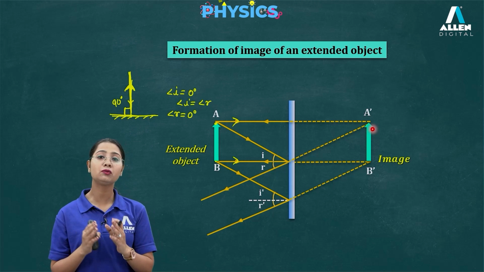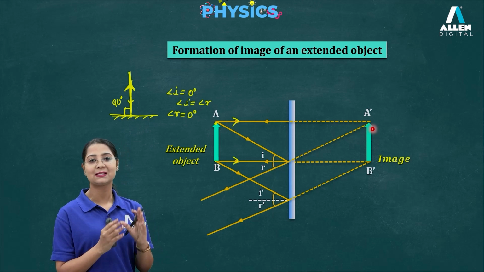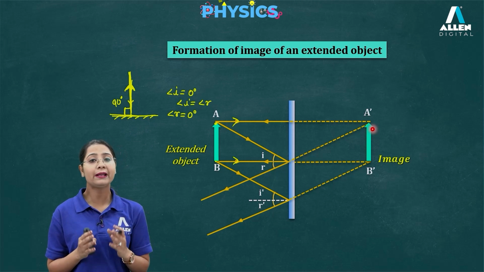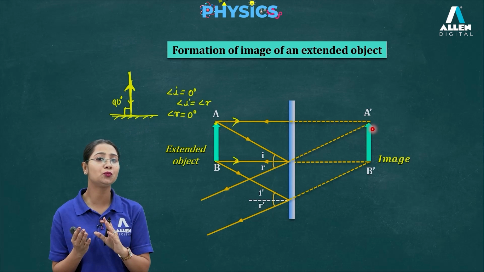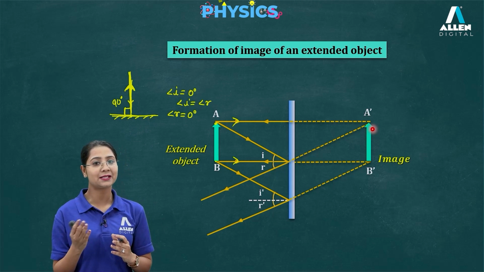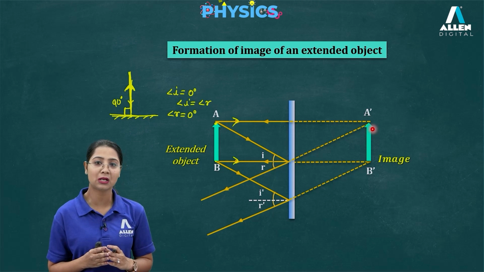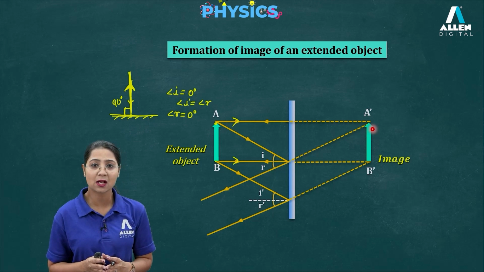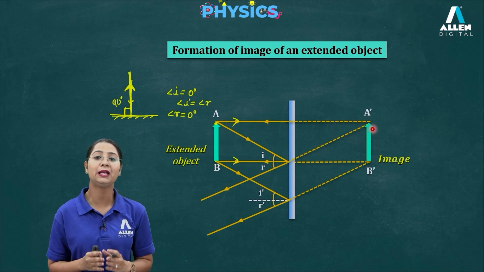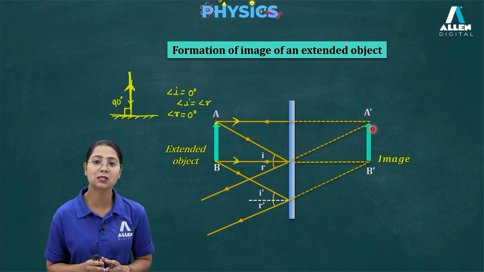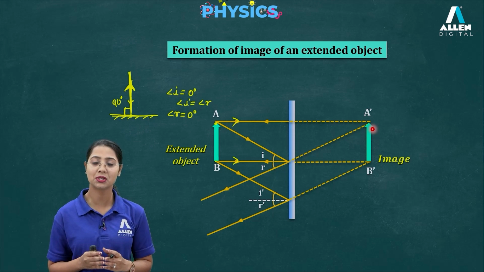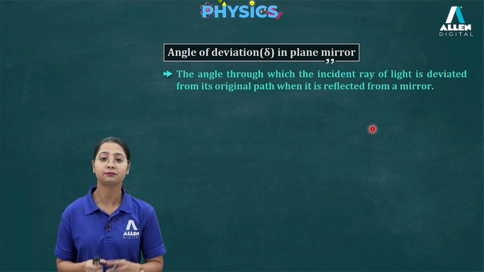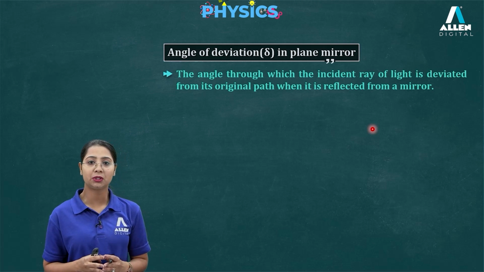Properties are the same. The image will be virtual and erect. Why? Because the reflected light rays are not actually meeting. They appear to meet. Why is it lateral inversion? Because of left-right inversion: the left side of the object will appear as the right side of the image and the right side of the object will appear as the left side of the image. And the image will be exactly the same size as the object, and the distance of the image from the plane mirror will be exactly equal to the distance of the object from the plane mirror. Alright students, so we have discussed how to form an image in a plane mirror. Moving further, the angle of deviation, that is denoted with delta.